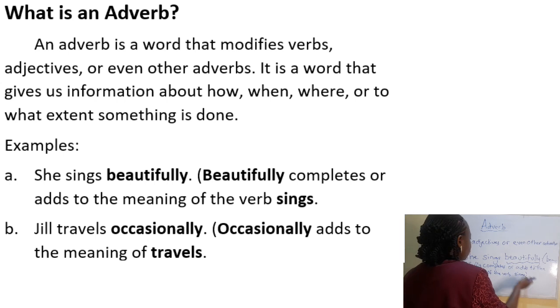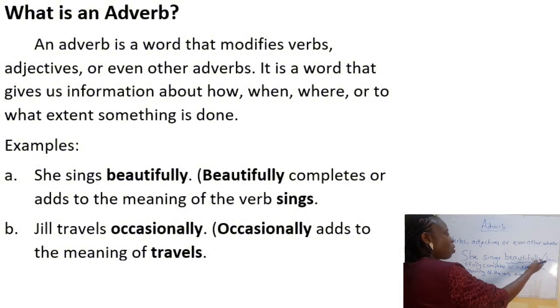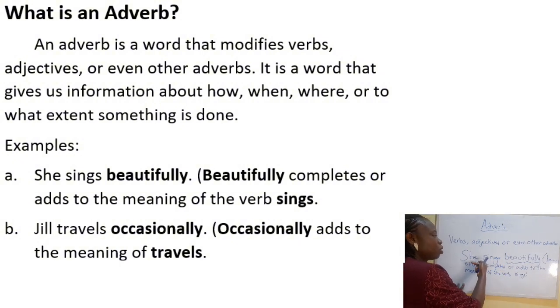Take this sentence: she sings beautifully. Beautifully here is the adverb. What function is it performing to the verb? Beautifully completes or adds to the meaning of the verb sings. Take a look at another example here.